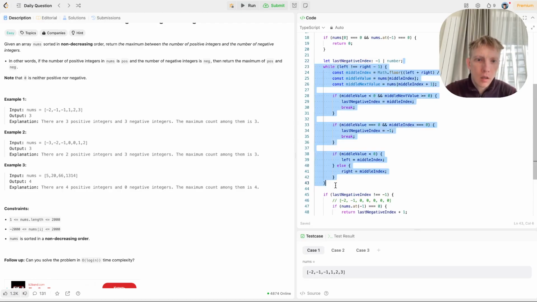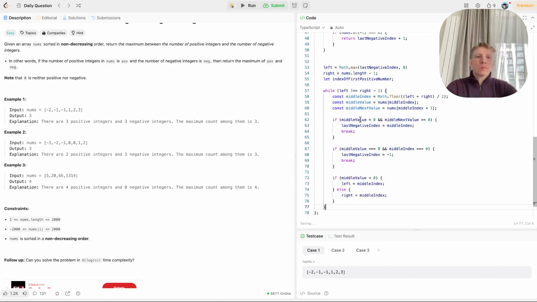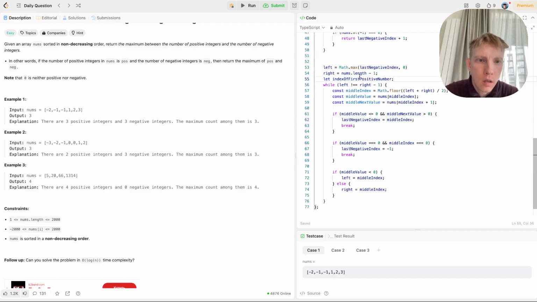And we have next loop. Middle value. If middle value is less or equal to 0 and middle next value is bigger than 0, then index of first positive integer would be middle index plus 1. In other case, if middle value, no, we cannot have this case this time.